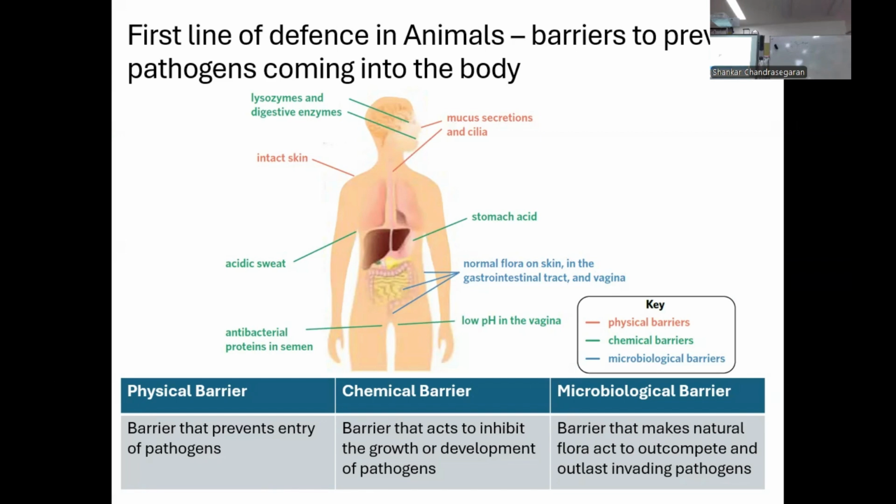This has to do with any physical barriers that prevent pathogens from actually coming in. And obviously, the most obvious one is your intact skin. Your skin being there ensures pathogens can't just get through and get into your blood, obviously. Another one is the mucus secretions and cilia in your respiratory tract. If you've never noticed, you probably haven't, but one of the things that your throat does to ensure that it doesn't get too dry is that it produces mucus, right?